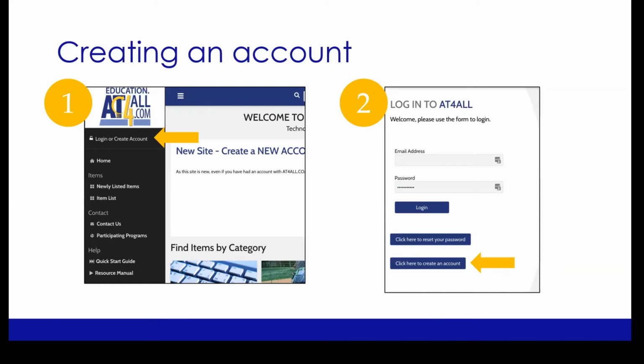Everyone using Education.AT4All.com for the first time will be required to create a new account. To create a new account, click on Login or Create Account in the upper left-hand corner of the home screen. This will take you to a screen where you will enter your contact information. Please use your professional contact information and not your personal information when creating an account. This address will be used for shipping requested items via UPS. Please enter a street address, as UPS will not ship to a PO box. This information will also be used for contacting borrowers if there are any questions or issues with the loan.